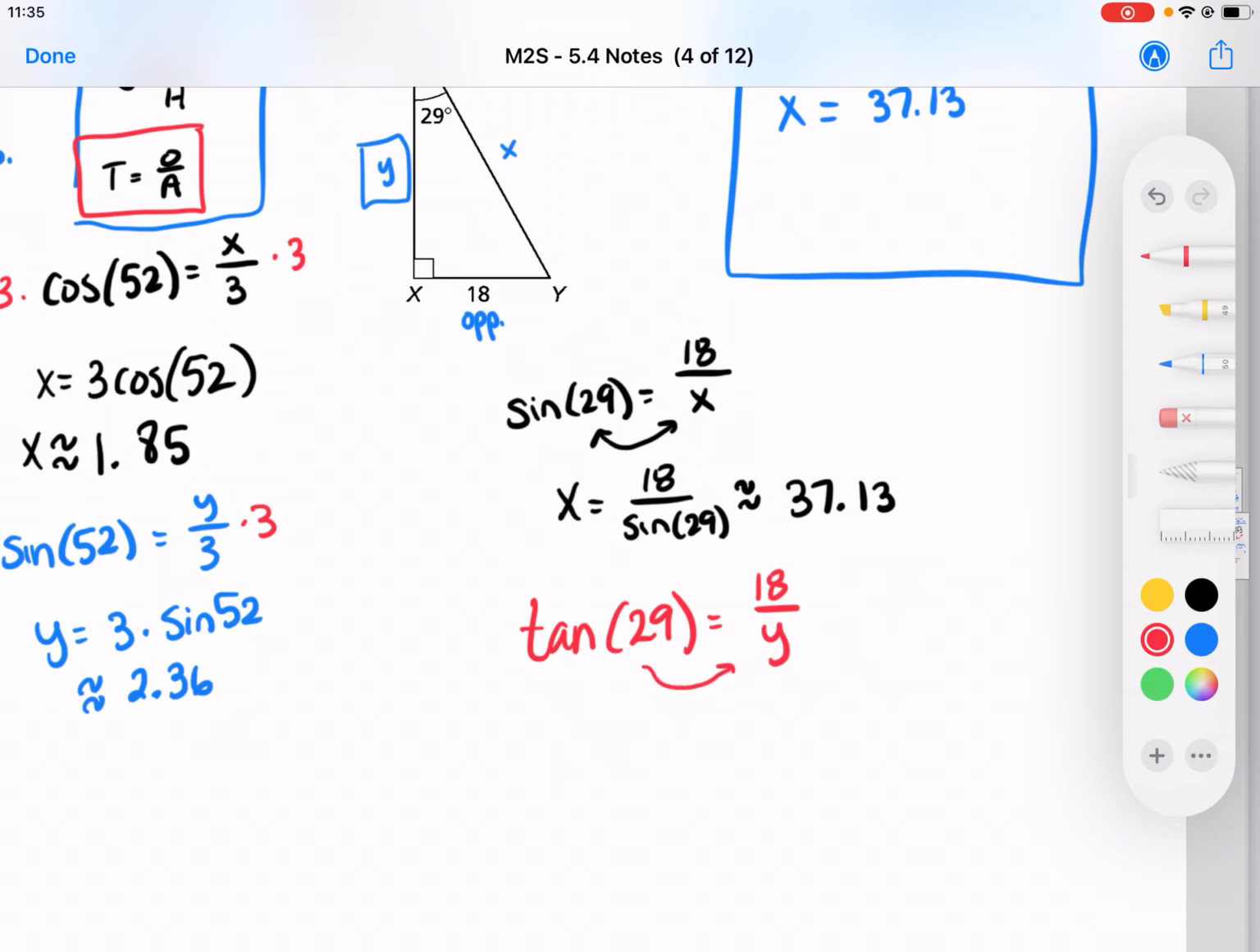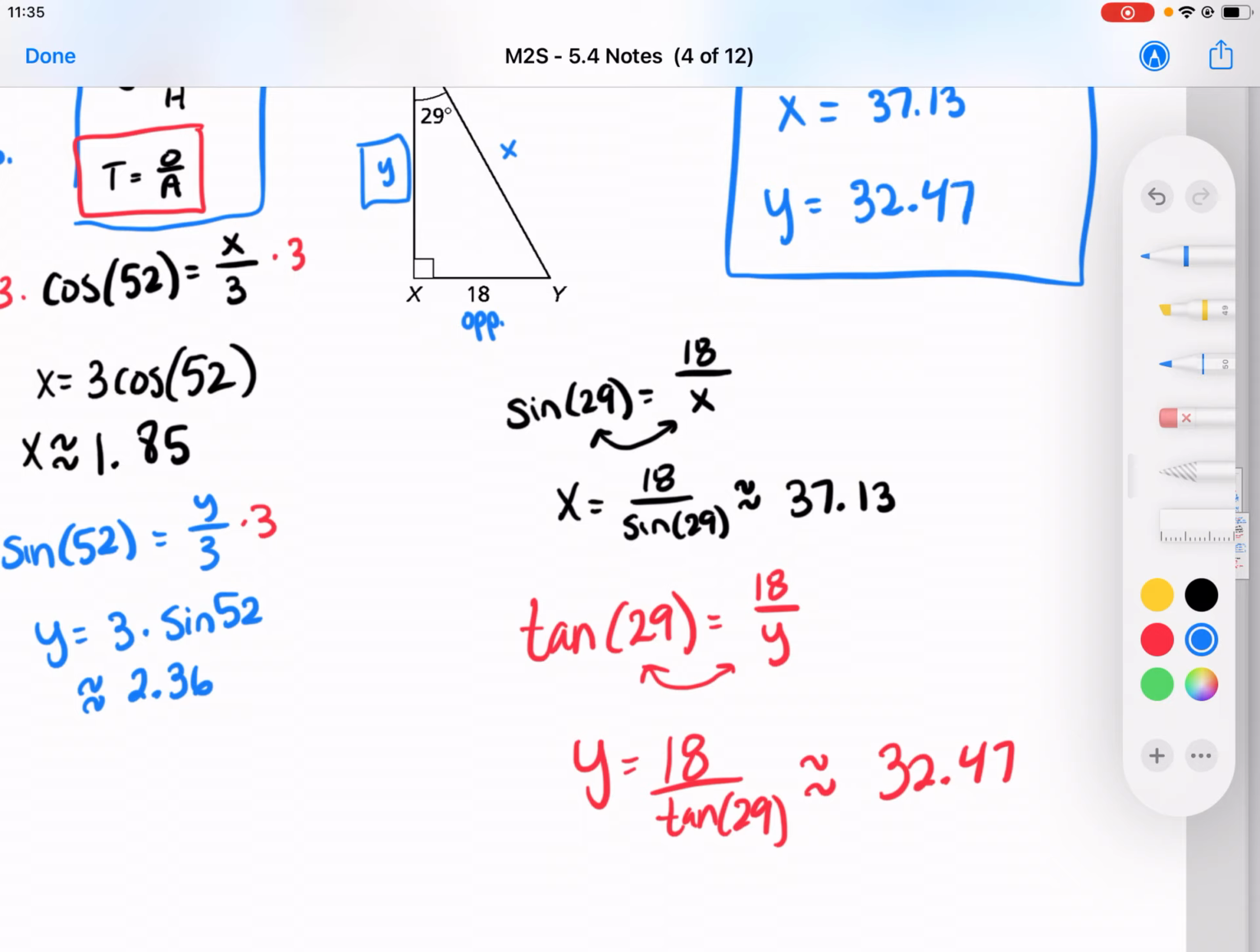The variable's on the bottom, so I'm going to swap them. So y is equal to 18 over tangent of 29. Made that kind of look weird. I'll type that in, and I get 32.47. There you go.